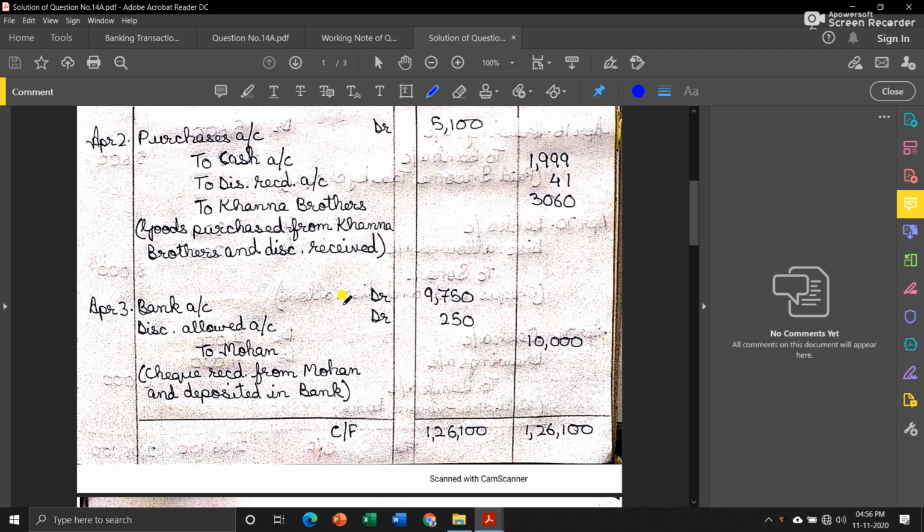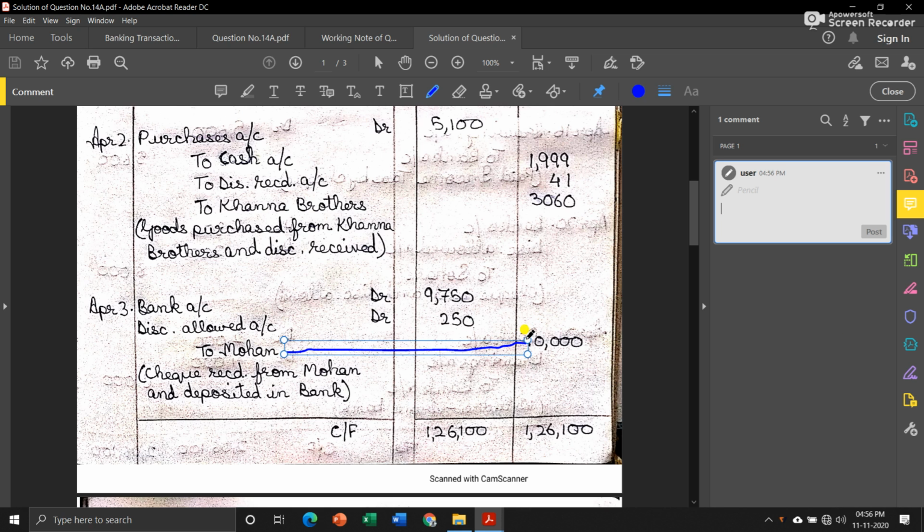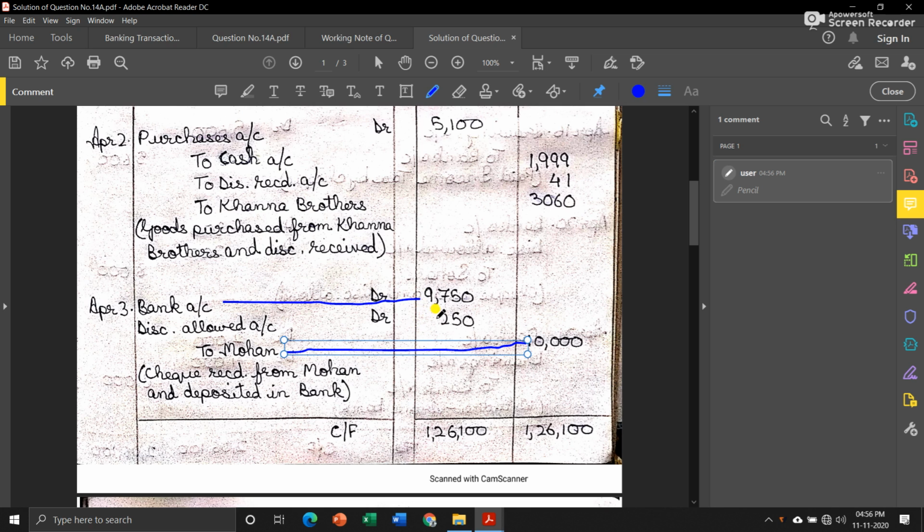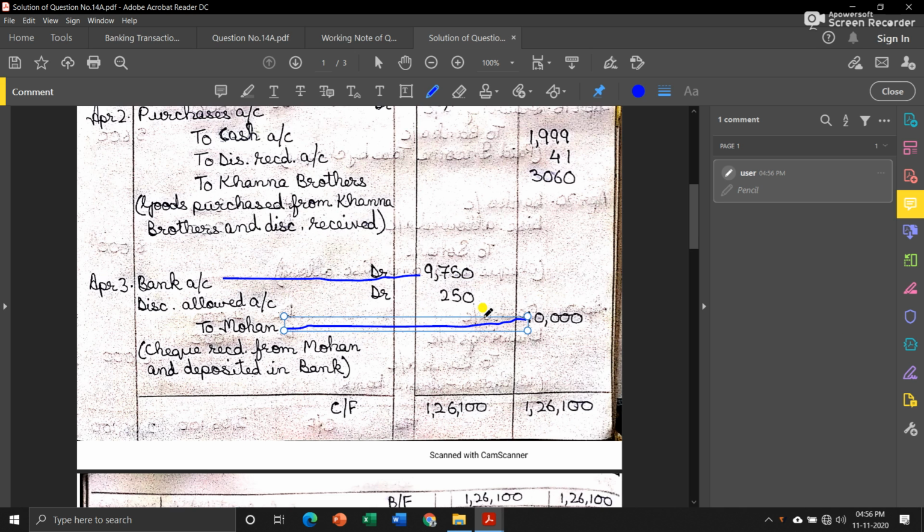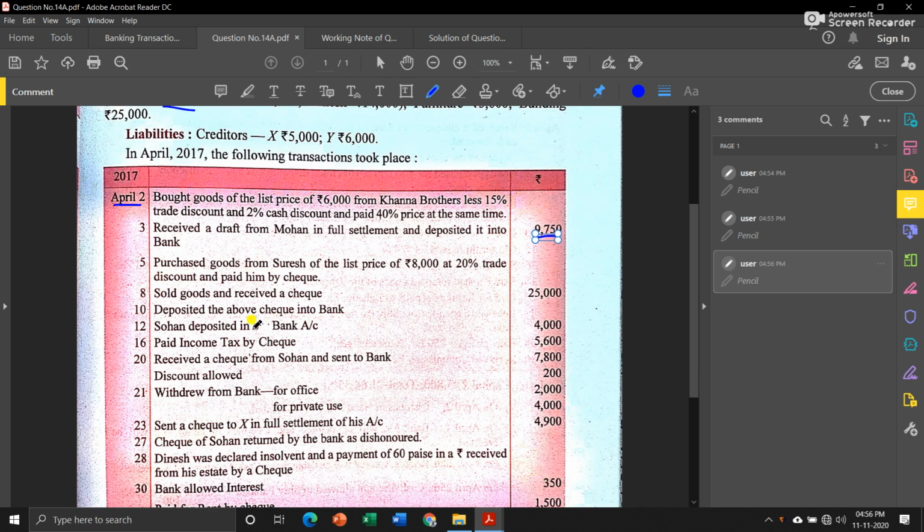So we debited bank account, then discount allowed to Mohan, since he is the giver of the money. He was supposed to pay us 10,000, and in the bank we received exactly 9,750, and discount allowed was 250. Okay, now let us see the next transaction.